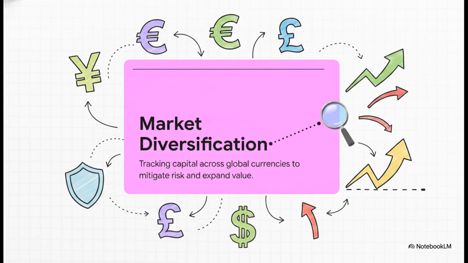The visual presence of those different currencies translates directly into a core business principle: market diversification. By tracking and aiming to acquire capital across multiple global currencies, this strategy effectively mitigates localized economic risks while simultaneously expanding total value. It's basically playing defense and offense at the exact same time.